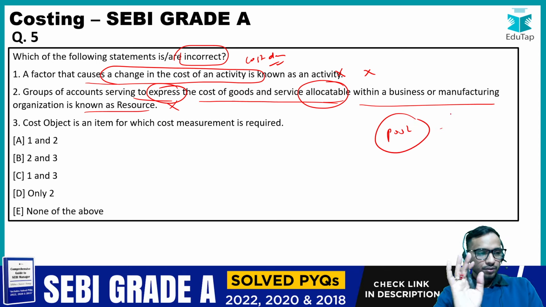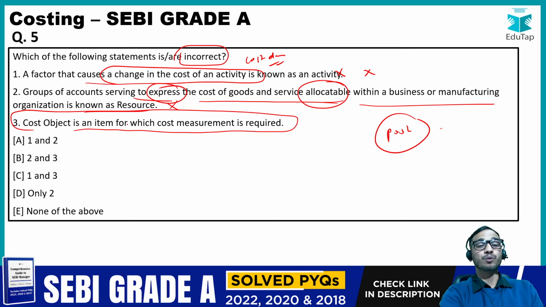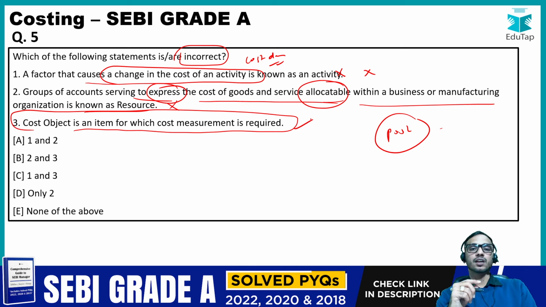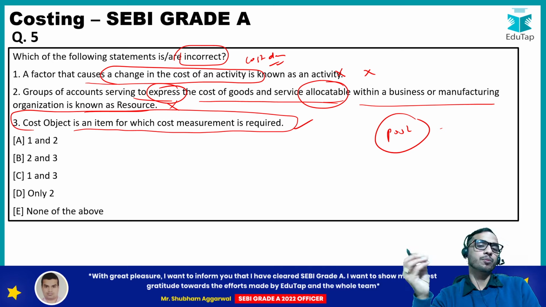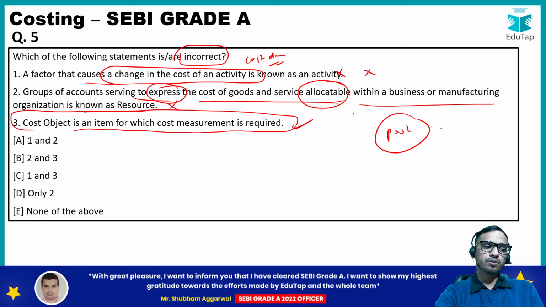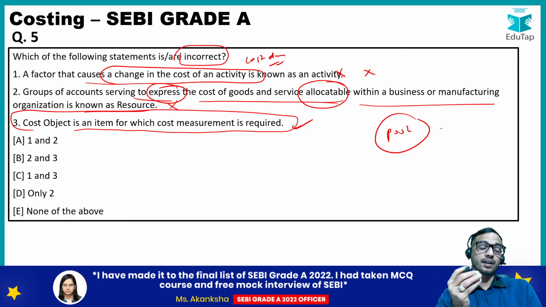First, let's look at the third option. Cost object is an item for which cost measurement is required. This is correct because we have studied this in the previous class as well. A cost object is any item for which separate cost measurement is required. So this is correct. Option number 1 and 2 are incorrect, but you might be confused in the second option about what it is talking about.